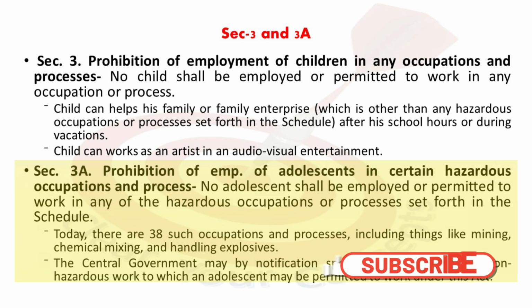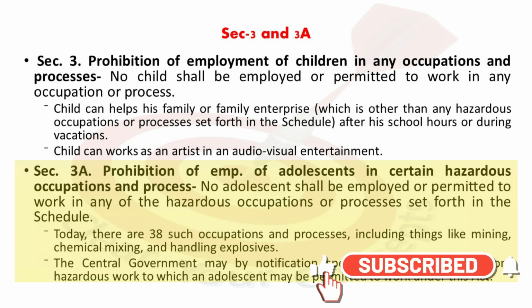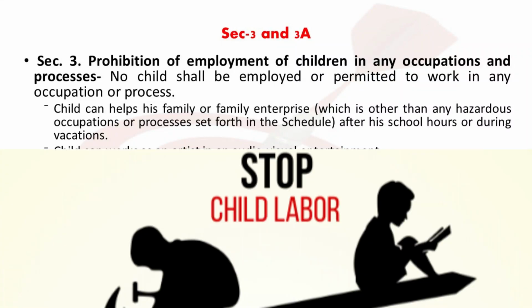Then comes Section 3A, which prohibits adolescents from working in hazardous occupations listed in the schedule. Today, there are 38 such occupations and processes, including things like mining, chemical mixing, and handling explosives. To give a real picture, an adolescent may assist in a small shop or farm, but cannot be sent to work in a fireworks factory.